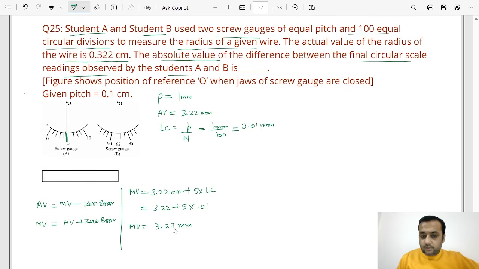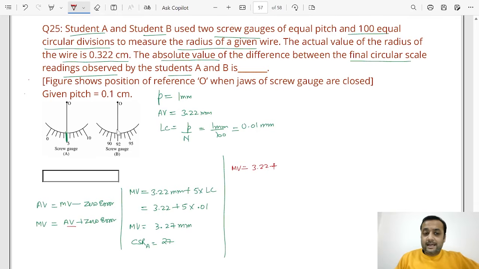Now clearly, to get such a measurement, 3 must have been the main scale reading and 27 must have been the circular scale reading. So for this first student, the circular scale reading becomes 27. Now if I talk about the second student, the measured value will again be the actual value, which is 3.22 mm, plus the zero error.